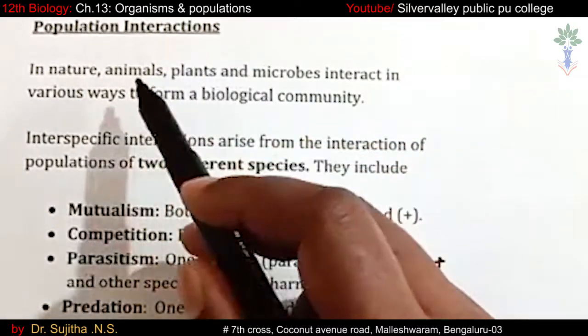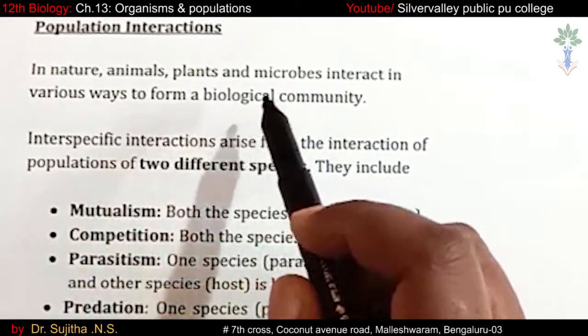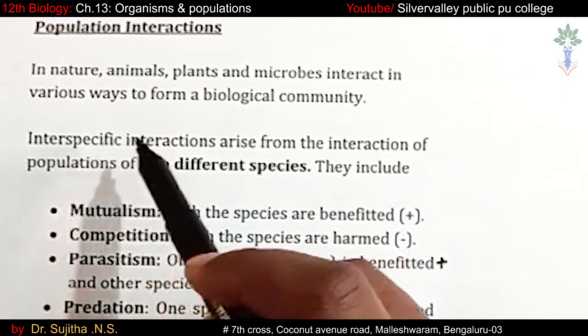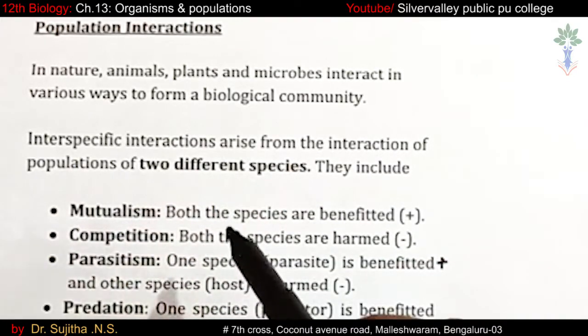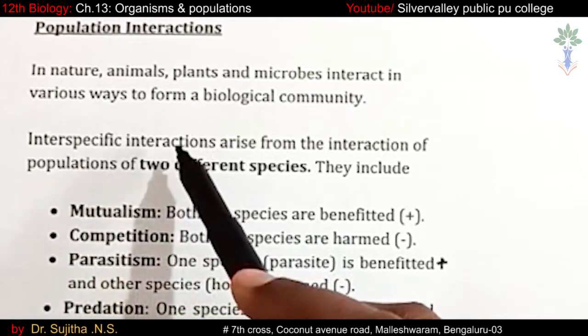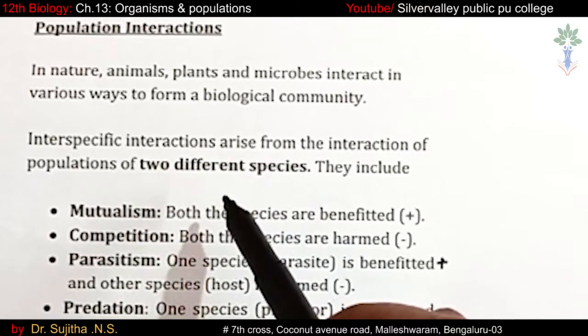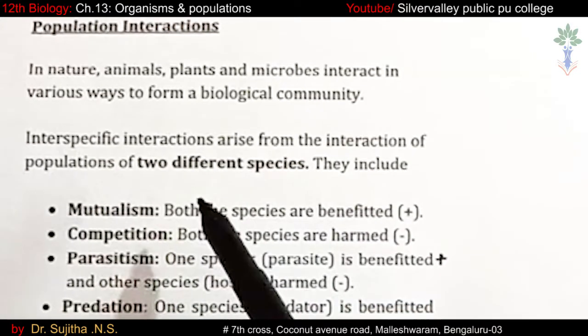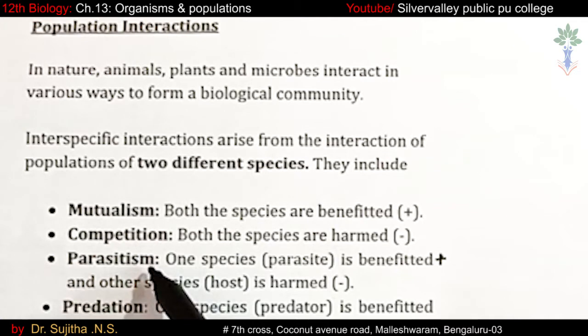Population interactions. In nature, animals, plants and microbes interact in various ways to form a biological community. Interspecific interactions arise when there is an interaction of populations of two different species. So, what is interspecific interaction? Interspecific interactions are the interactions of the populations between two different species. For example, interaction between the lion and the deer. There are various types of interspecific interactions. The first one is mutualism, the second one is competition, the third one is parasitism, the fourth one is predation, the fifth one is commensalism, and the sixth one is amensalism.